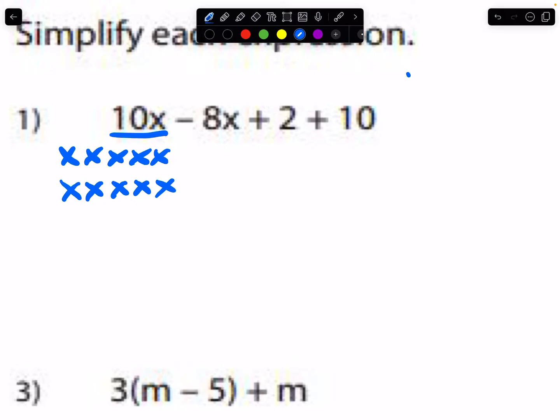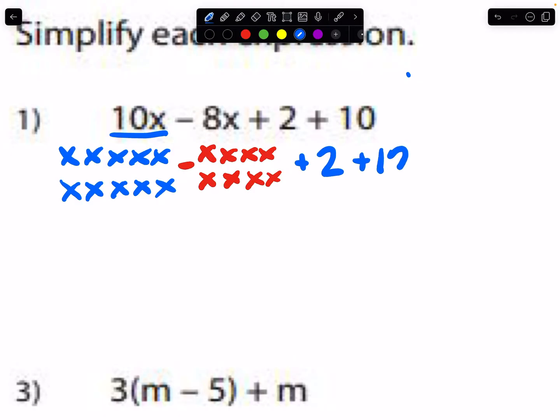Okay, but minus 8x means that you are subtracting 8 x's. I made that red because they are subtracting. They are negative 8. Then you're going to have plus 2 and plus 10. Now, I wrote it out like that so that it is noticed that this one has 10 actual x's, and then the red means take away 8 x's.